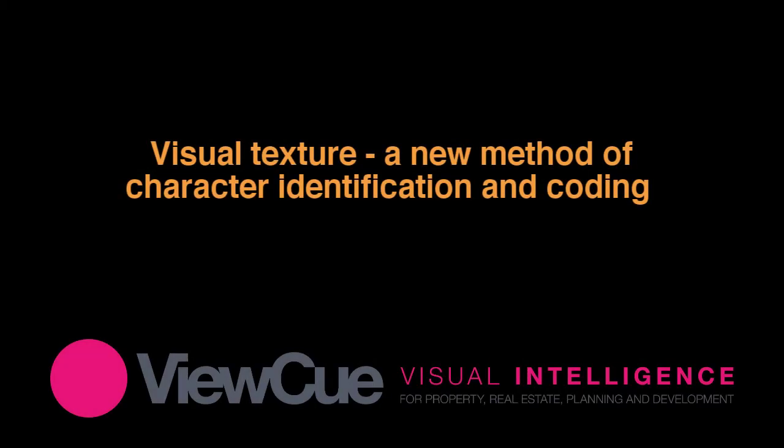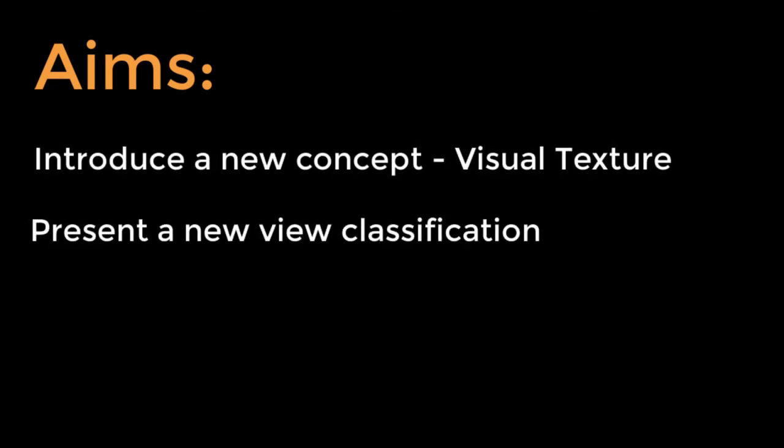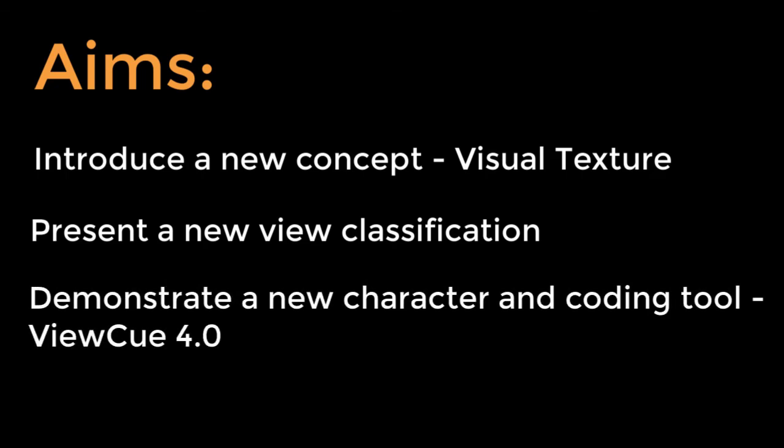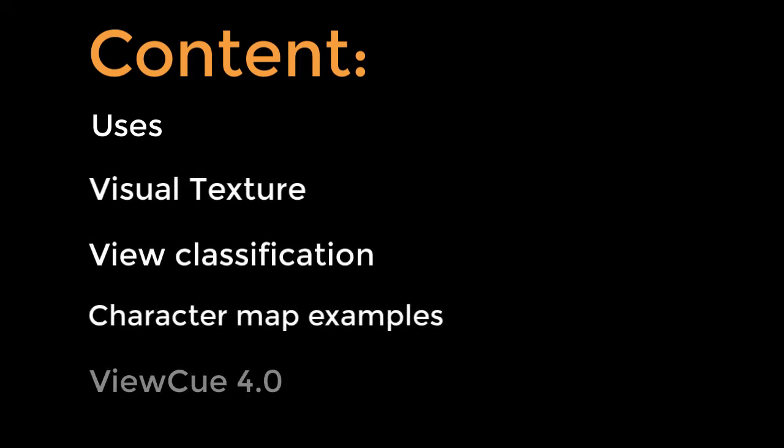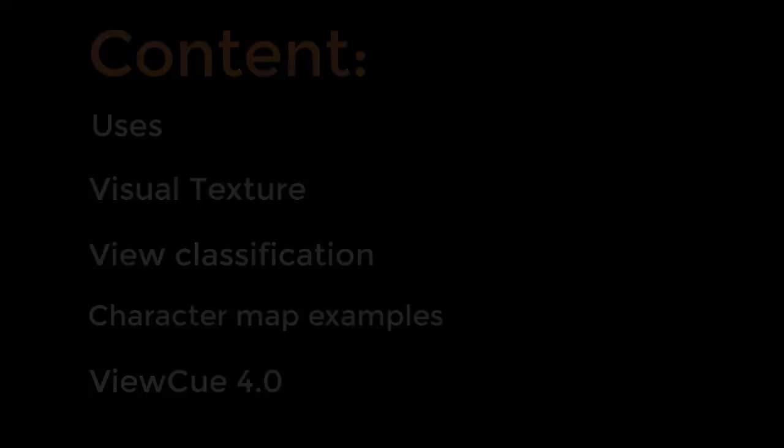Welcome to Visual Texture, a new method for character identification. We have three key aims. Firstly, introduce the concept of visual texture, present a new way of classifying views, and introduce a new character encoding tool. We'll look at uses, visual texture, view classification, character map examples, and then look at ViewCue 4.